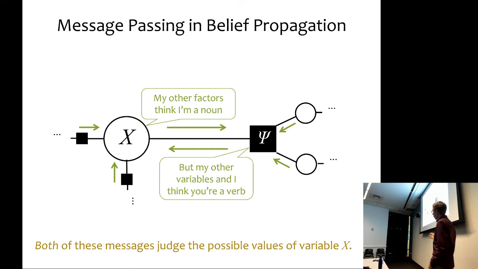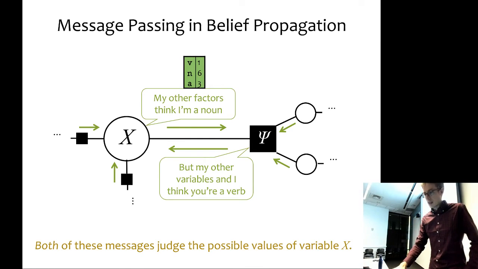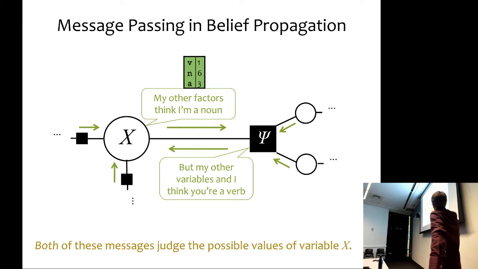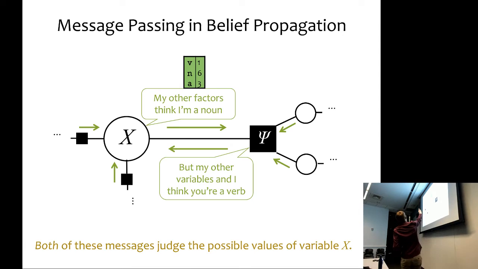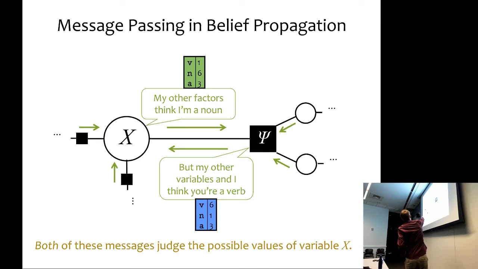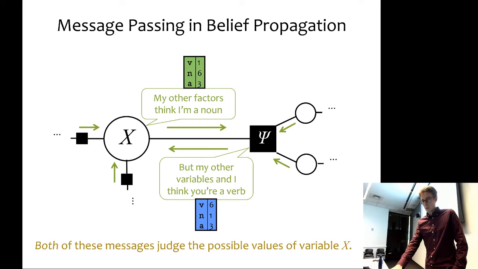Essentially, both of these messages on this edge between a variable and one of its factors are going to judge the possible values of that variable x. But they're not going to judge it in absolute terms. They're going to judge it probabilistically. So the message you could think of as an unnormalized probability distribution. Those don't add up to 1 if we add 1, 6, and 3, but we could normalize them if we wanted to, and we could get back a probability distribution over verb, noun, and adjective. So the notion that my other factors think I'm a noun comes from the fact that noun scored highest. And the other message coming from the factor could be a different message with different values.